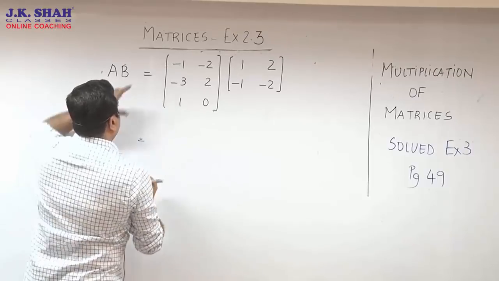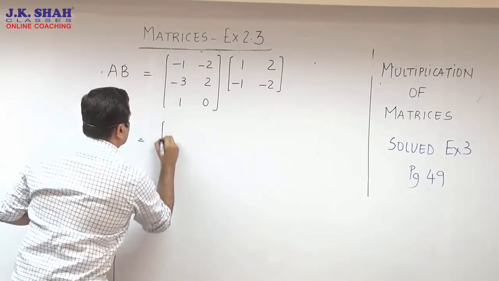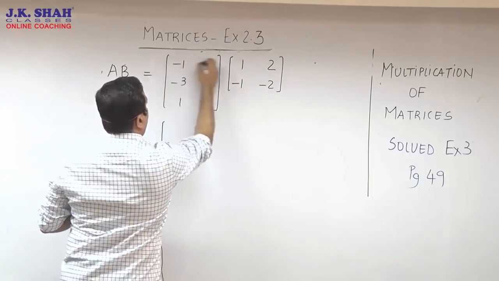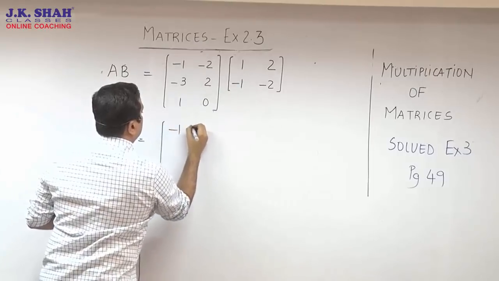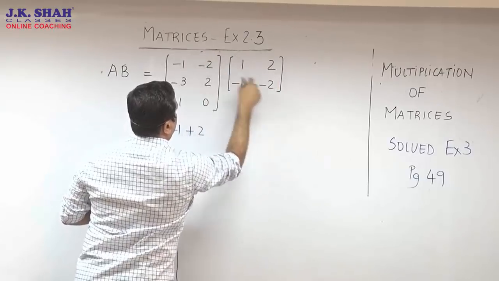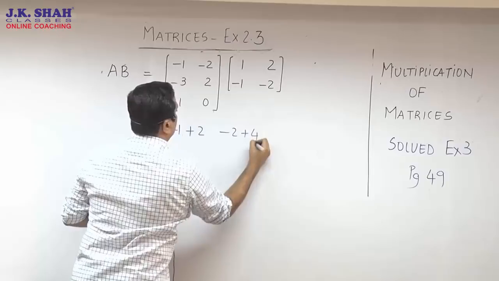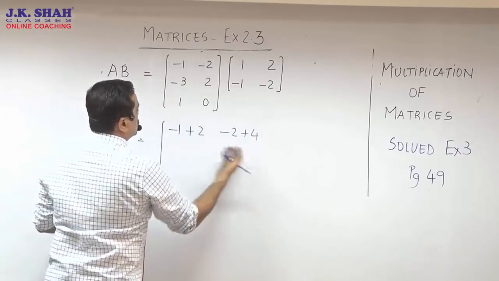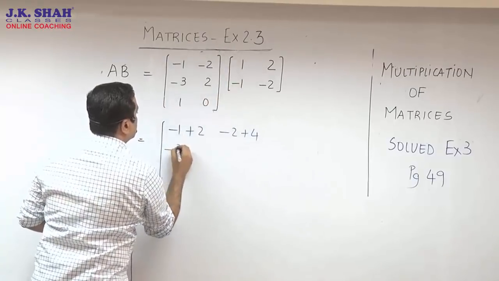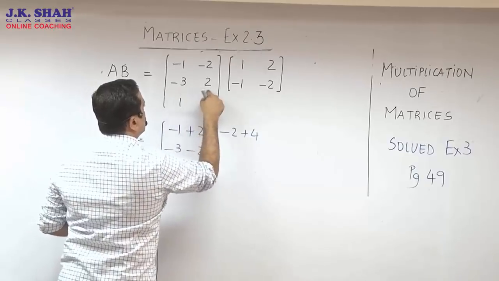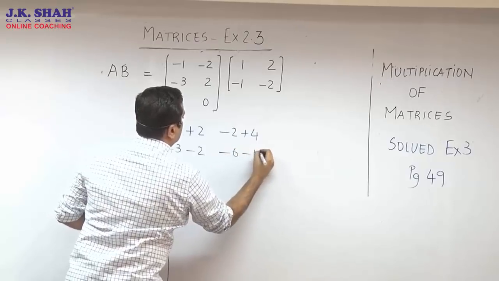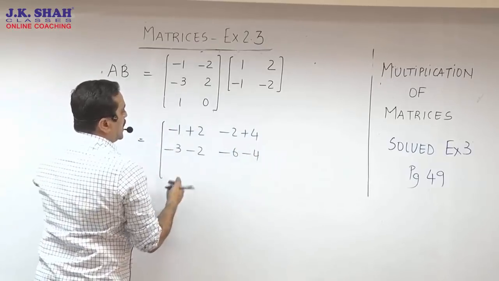Once again my opening matrix has got 3 rows, so over here also I must be having 3 rows. Now R1 C1, so it's minus 1 plus 2, check. R1 C2, so it's minus 2 plus 4. It's a game of R into C. Now let's move to second row. R2 C1, minus 3 minus 2. R2 C2, so it's minus 6 minus 4. Now coming to last row, R3.